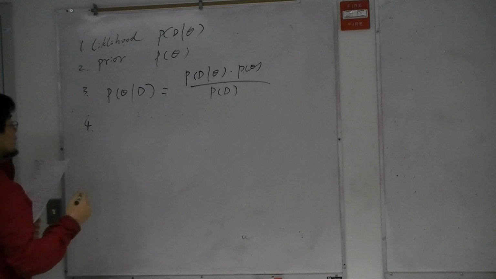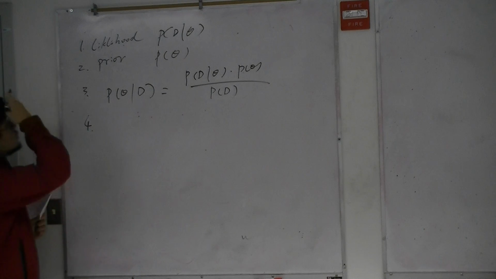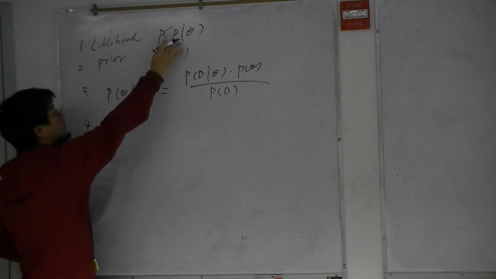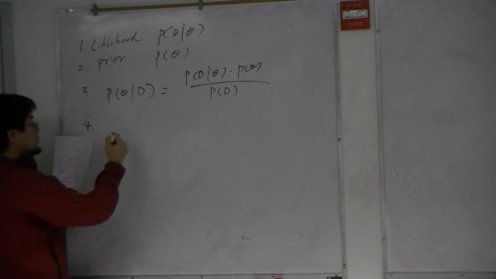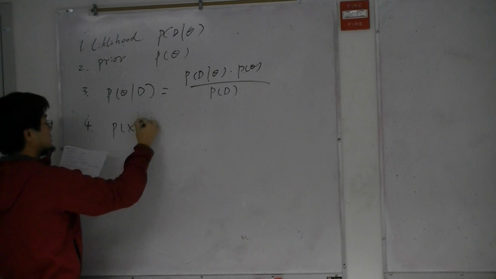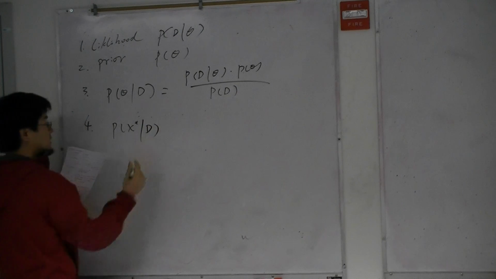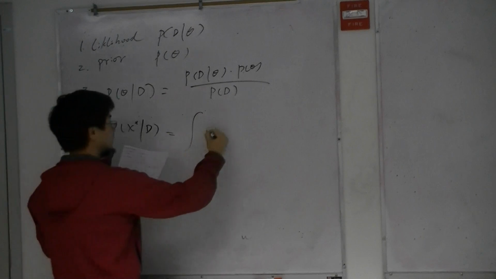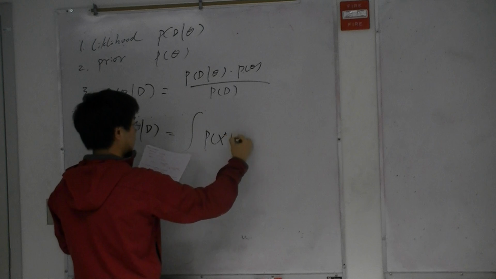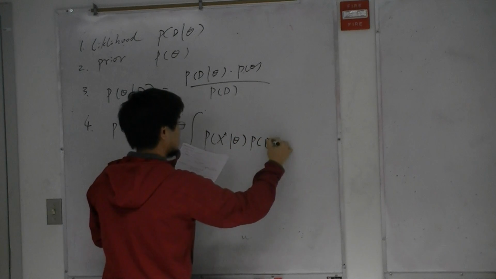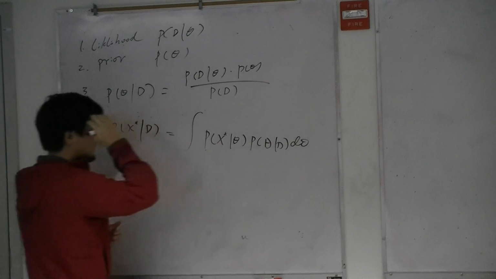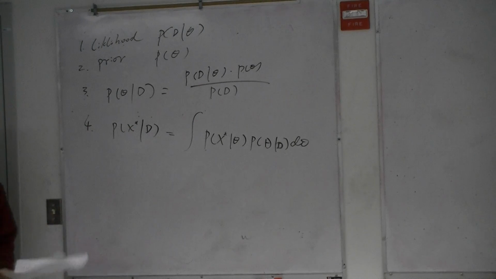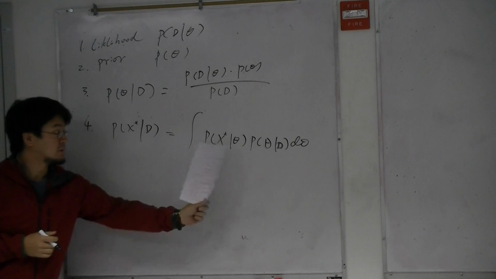So the next step, we are going to predict, given a new data x, this probability given the data observed and the prior. So the predictive probability P(x), where x is a new x, given the data we observed, is equal to the integral of P(x given theta) times P(theta given D) d theta. So what does this mean? What's the meaning of this integral?